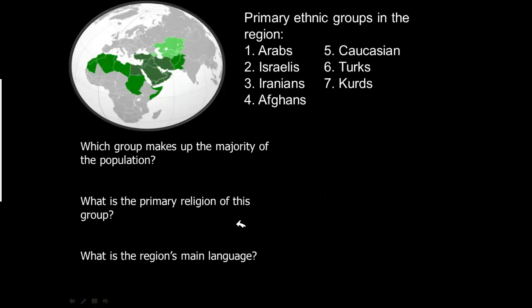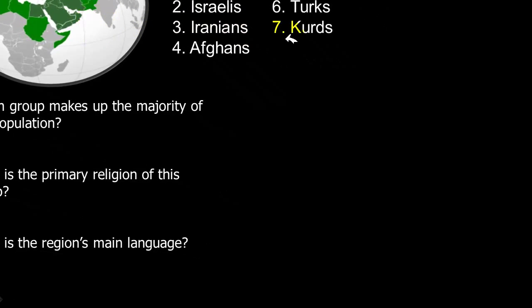Okay, so just a quick recap. We've already discussed the physical geography, the physical features of North Africa and the Middle East. Let's take a quick look at this globe, at the illustration. Everywhere in green, these are the areas that we'll be focusing on. This is North Africa, the Arabian Peninsula, what we call the Middle East. The primary ethnic groups in this region are the Arabs, Israelis, Iranians, Afghans, Caucasians, Turks, and Kurds.